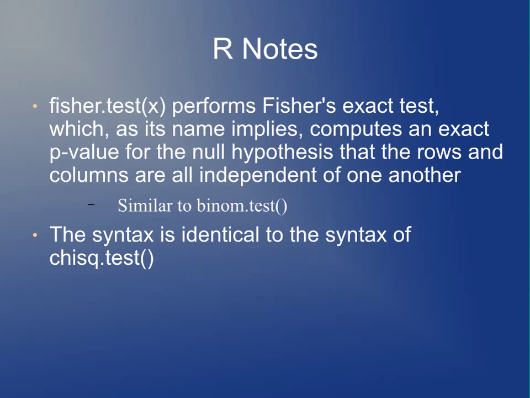So Fisher.test performs what's known as Fisher's exact test. It calculates the exact distribution of the test statistic under the null hypothesis and then produces an exact p-value. The syntax is completely identical to chi-square.test. If you want Fisher.test, you just change chi-square.test to Fisher.test and you're done.